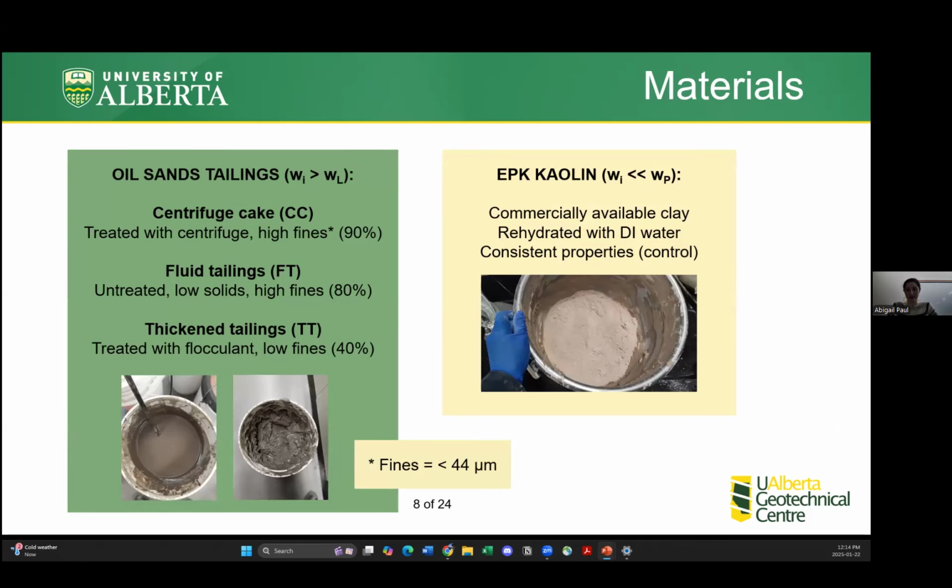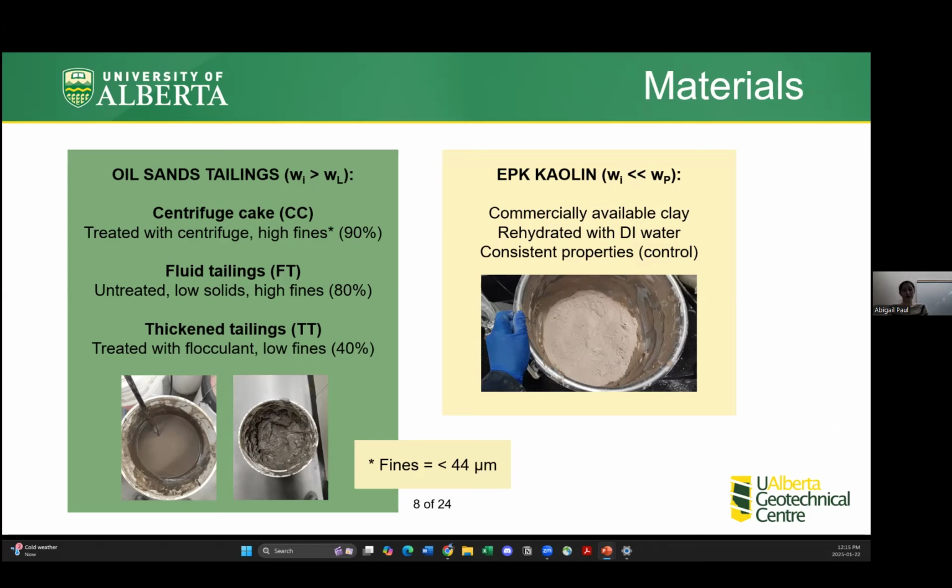So in terms of the lab testing program, I used samples of both tailings and commercially available clay. The tailings were centrifuge cake, fluid tailings, and thickened tailings, and these were selected to try and capture the range of different properties and processes that are used across the oil sands region. In terms of their characterization, the key difference between all these materials is that the centrifuge cake and the fluid tailings had quite a high fines content, so a lot of clay, like 90%, 80%, versus the thickened tailings was much lower in terms of its fines content. So a lot less clay, more coarse particles. It had a fines content of like 40%.